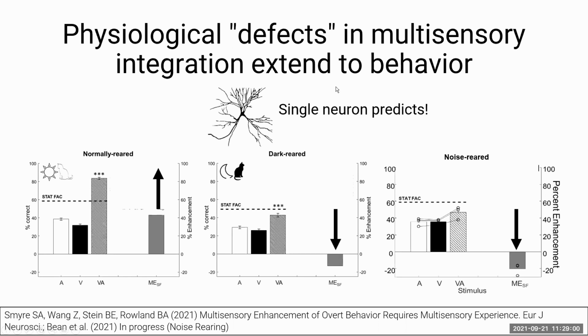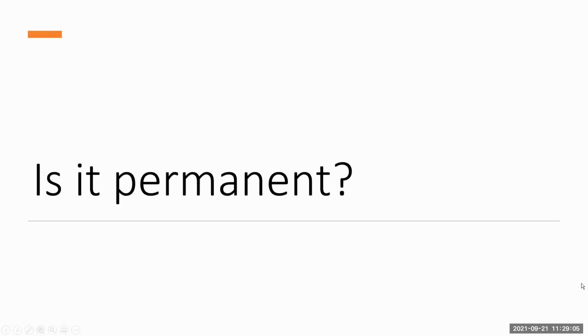So it's interesting here that the single neuron activity is predictive of the animal's whole behavior. So you might be wondering, is it permanent? All right. So these dark-reared, these noise-reared animals have defects in multisensory integration.